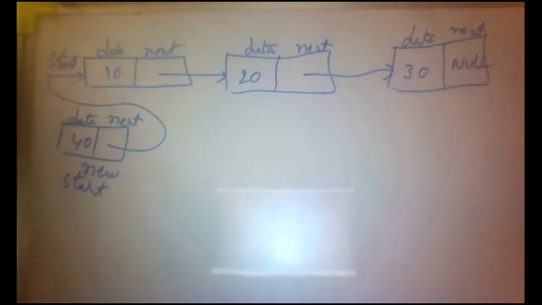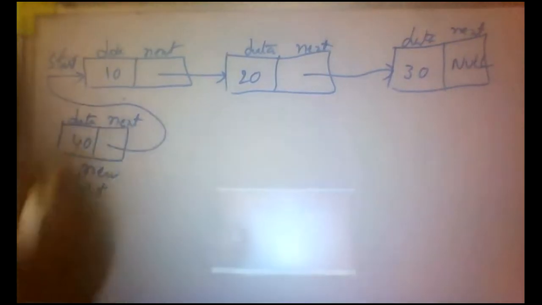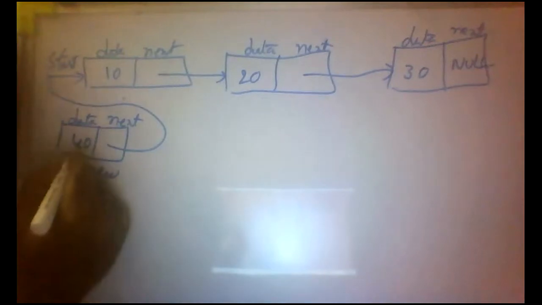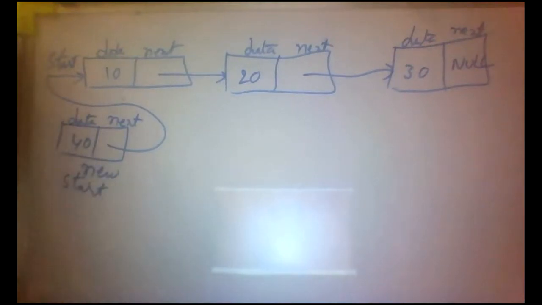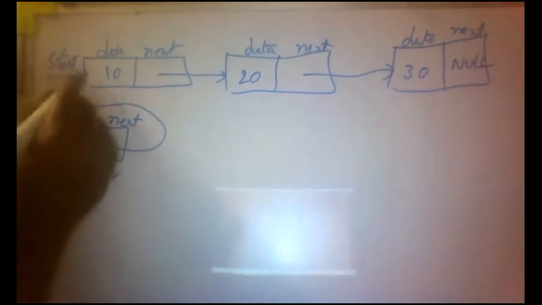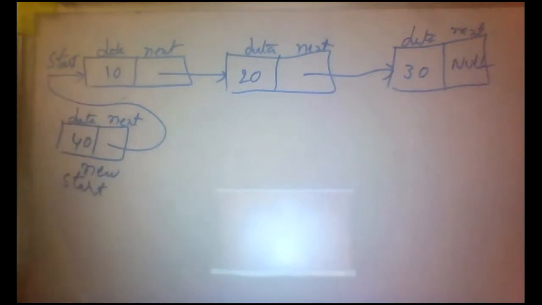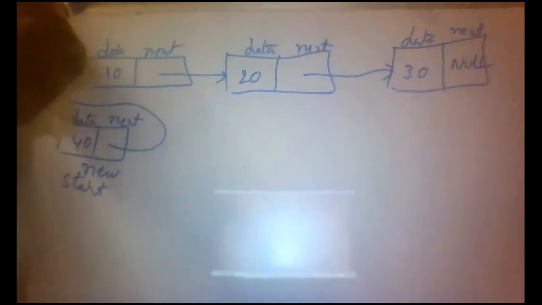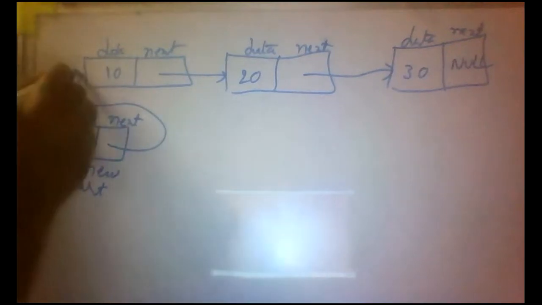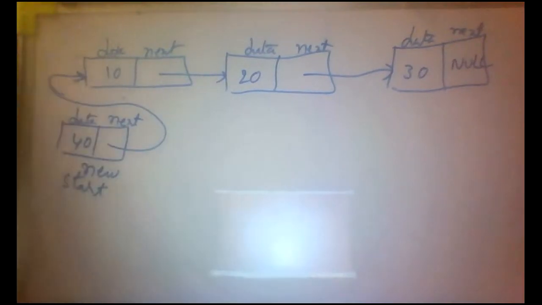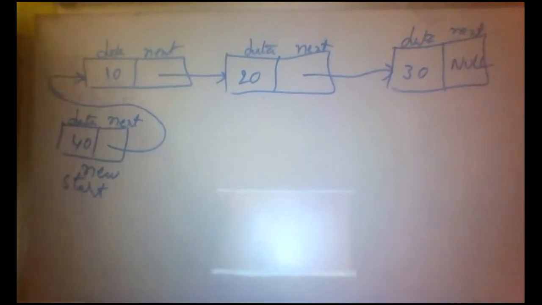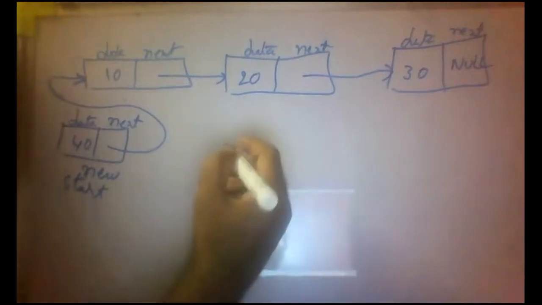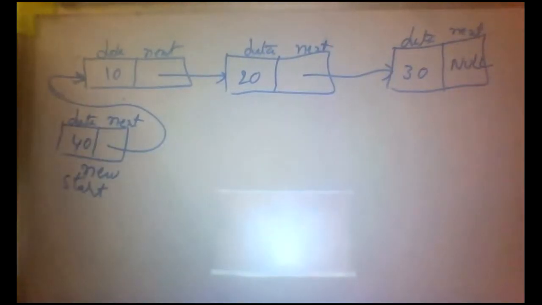Clear all of you? Then here simply create a node. New node to data equal to 40. Then new node to next equal to starting node, and start equal to new node. Clear? This is inserting an element at the beginning of the linked list.